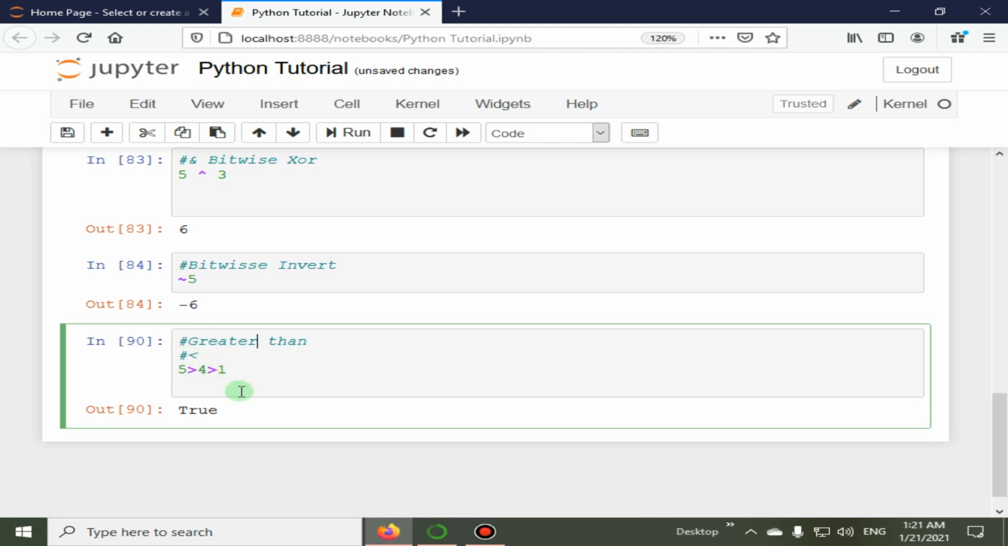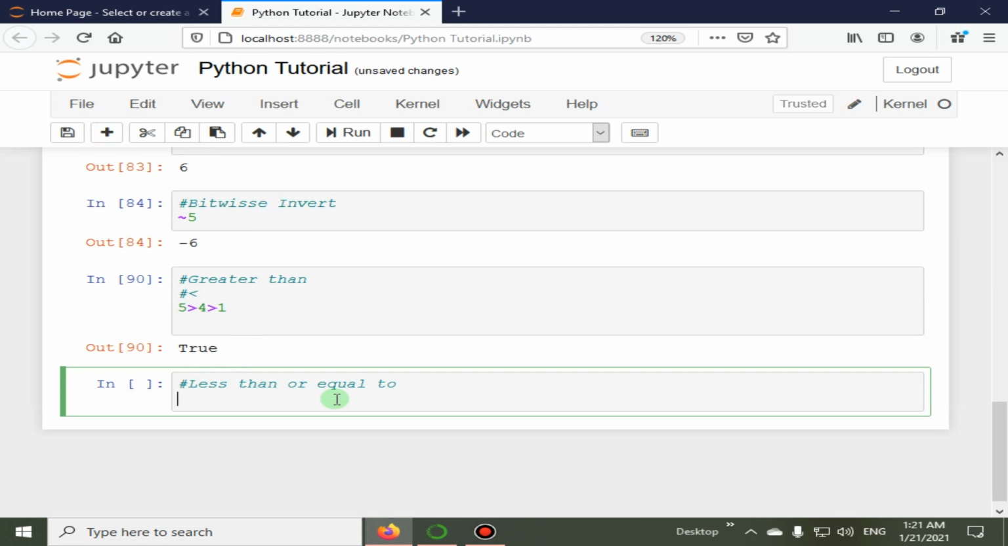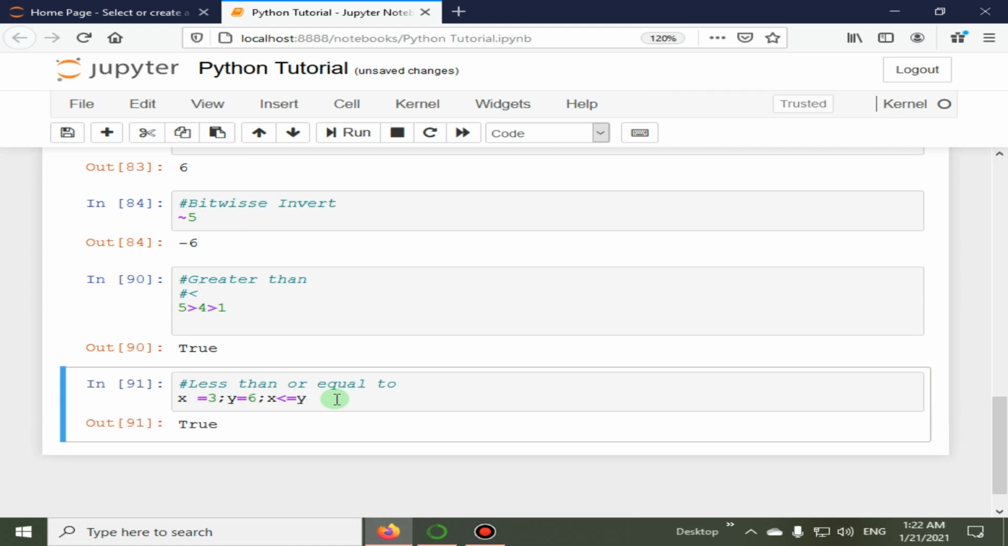Next, we will discuss less than or equal to. It returns whether x is less than or equal to y. So x is equal to 3 and y is equal to 6, and x less than or equal to y will return true.